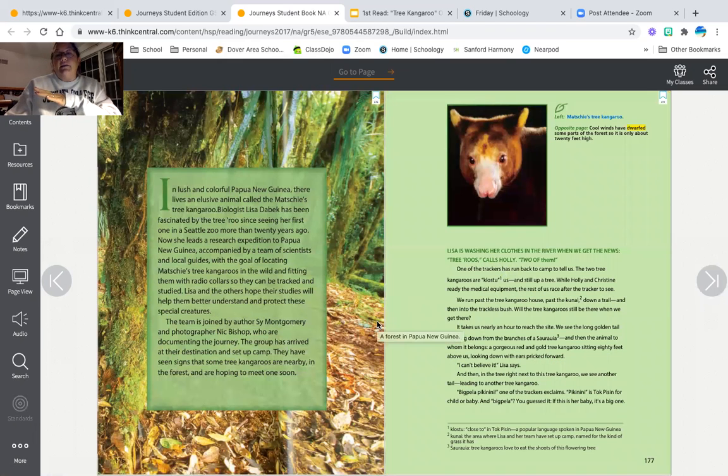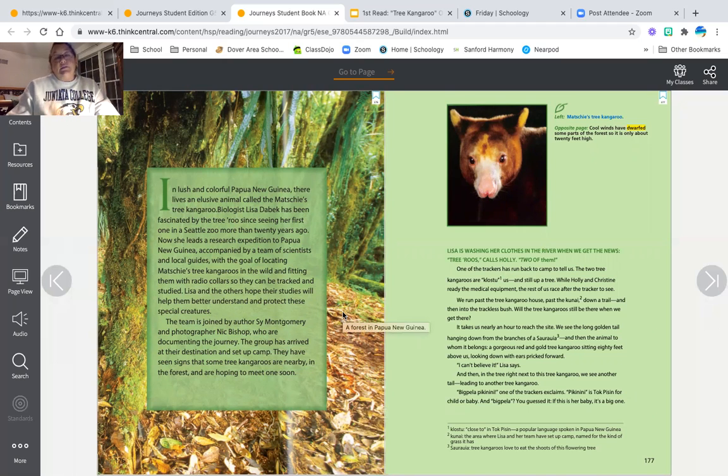I love this text because it gives us actual photos of the tree kangaroo and the people that were involved on this expedition. It also sets it against the backdrop of Papua New Guinea, which is not a place I've ever been. I don't know that I'll ever be there in my lifetime, and neither will you. So it kind of gives us a sense of where they were when they went on this expedition.